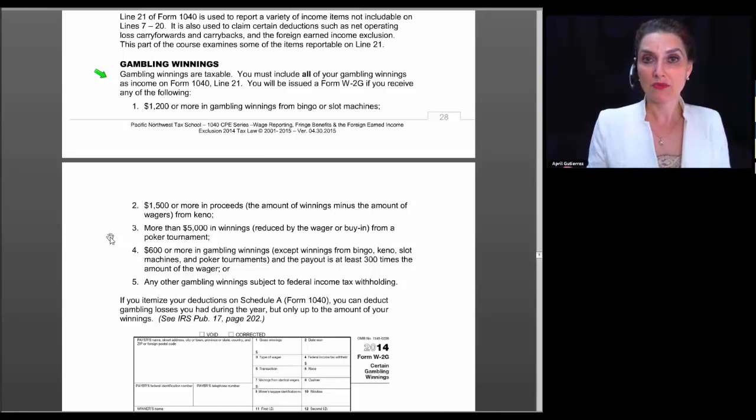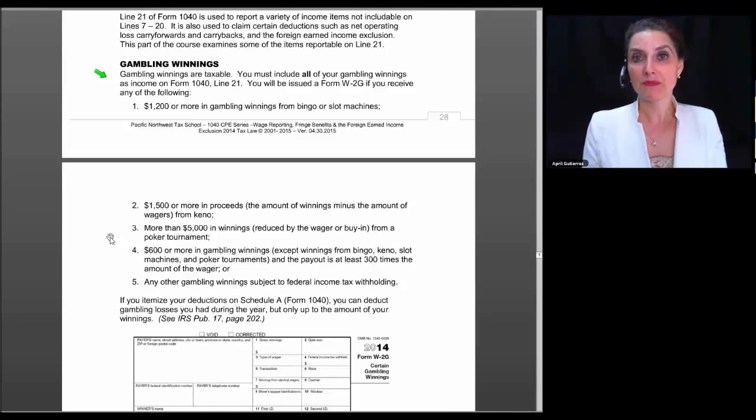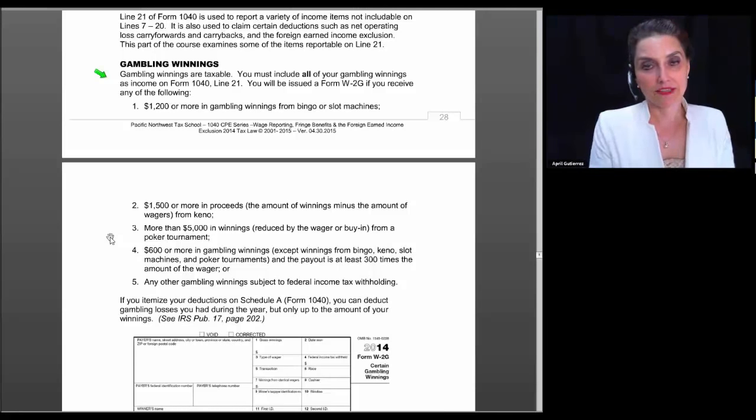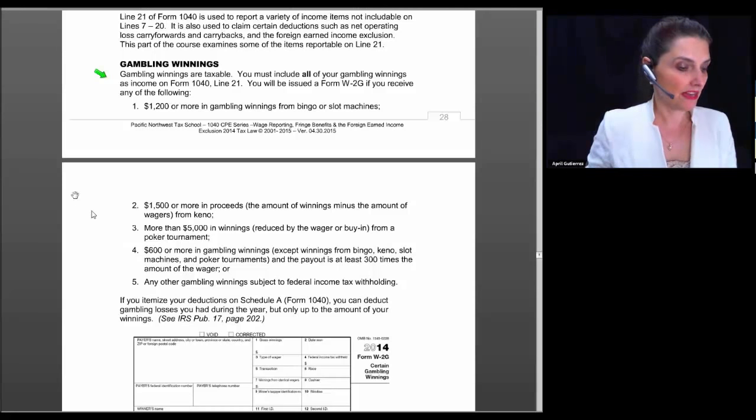But the net effect was that her Social Security benefits became taxable when she had no net income from the gambling wins. So it's just something to be aware of, and it's kind of a rotten deal.